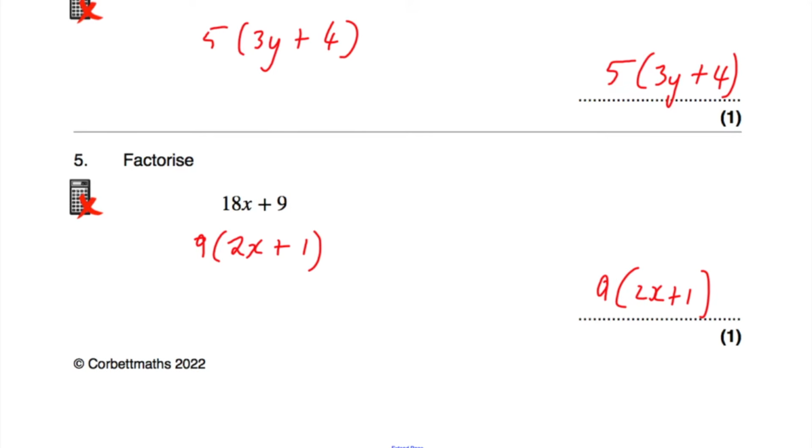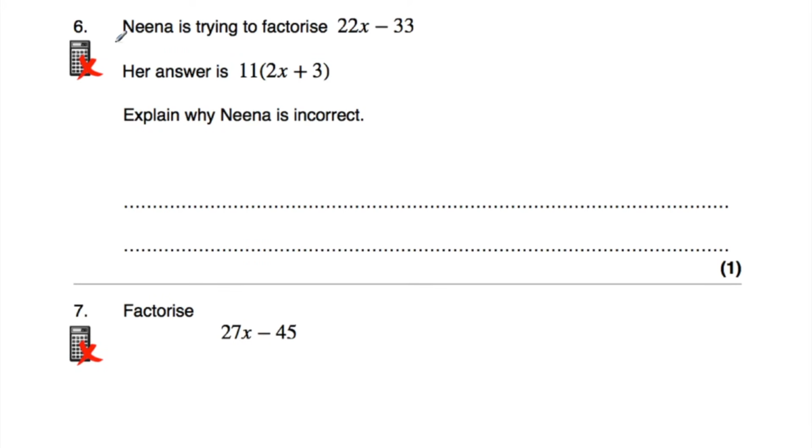Okay, let's have a look at question number 6. So question number 6 says Nina is trying to factorise 22x subtract 33, and her answer is 11, open brackets, 2x plus 3, close brackets. Explain why Nina is incorrect.